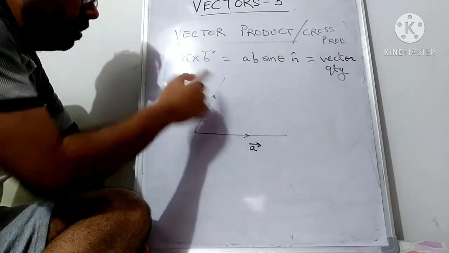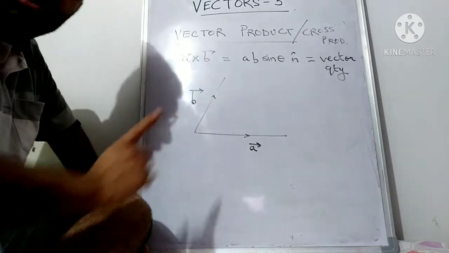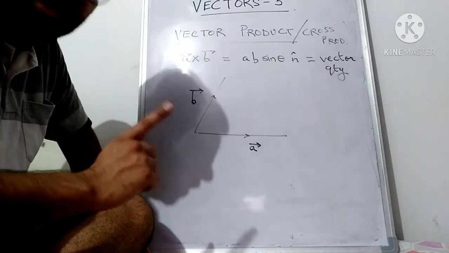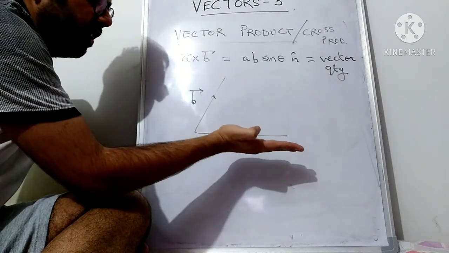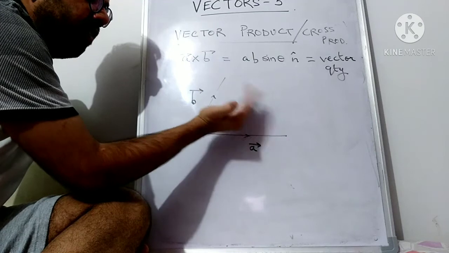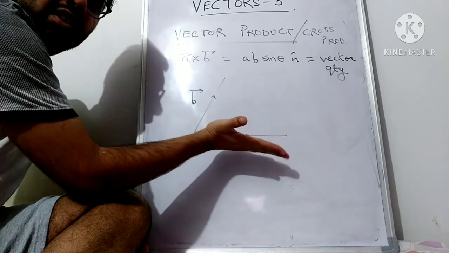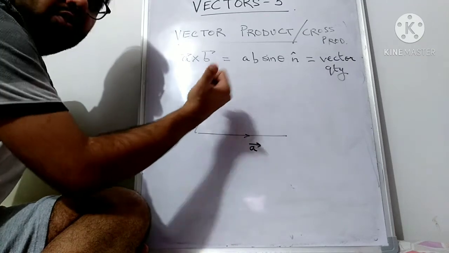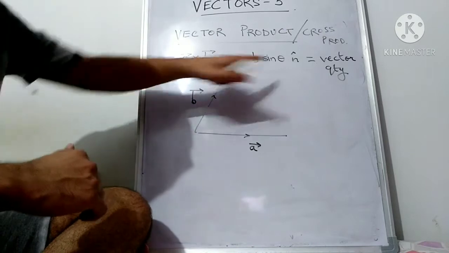So what I will do, the first vector is a vector here. First of all, you have to keep in mind that we have to use only the right hand. So if we take the right hand, put my fingers alongside the first vector, which is a vector, and curl my fingers towards the second vector, which is the b vector. So I curl my fingers from a vector to b vector. So the direction of the thumb will give me the direction of n cap.